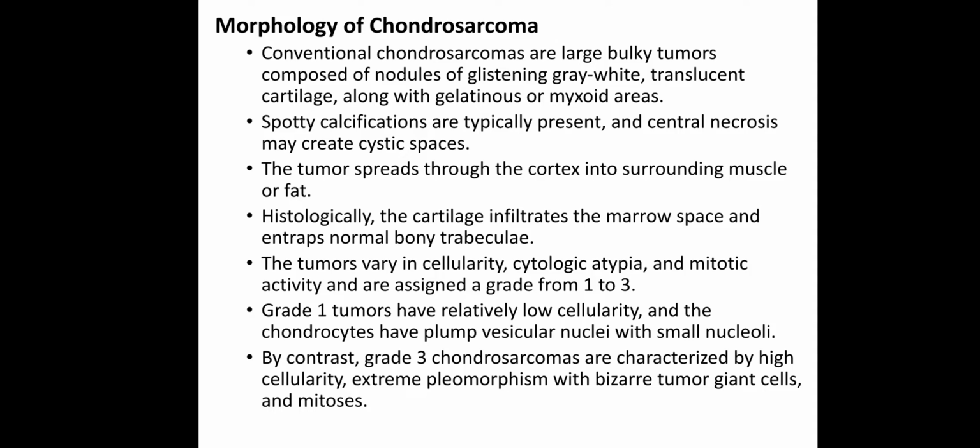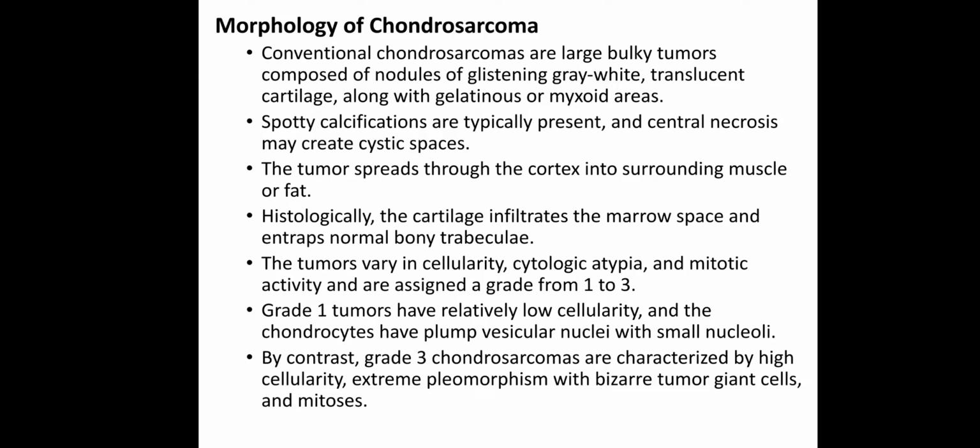Grade 1 tumors have relatively low cellularity and the chondrocytes have plump vesicular nuclei. Vesicular is the normal description of the nuclei, where the chromatin material is dispersed throughout the nucleus. There is no clumping, with small nucleoli. So this is grade 1: vesicular nuclei and low cellularity, meaning I don't have many cells.